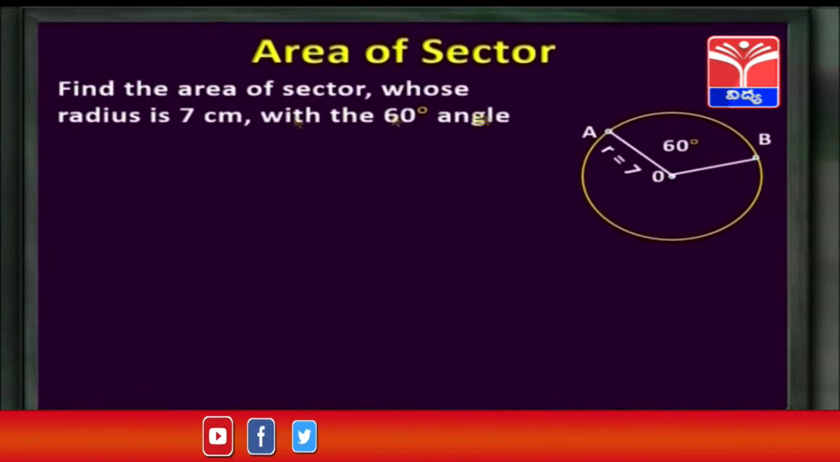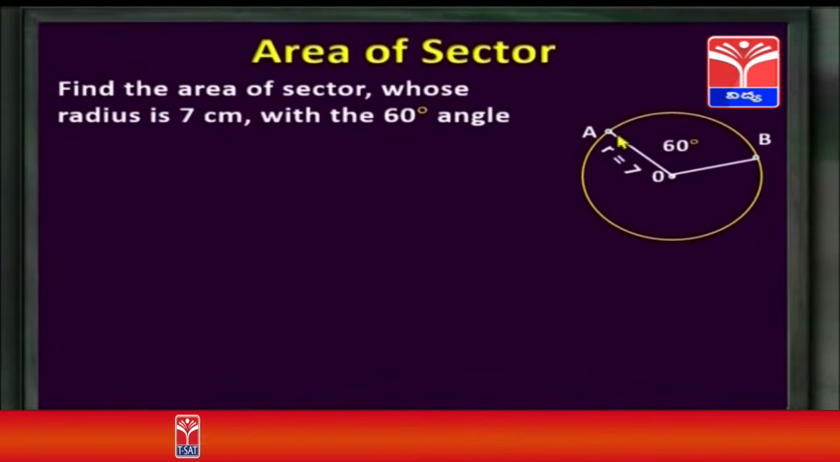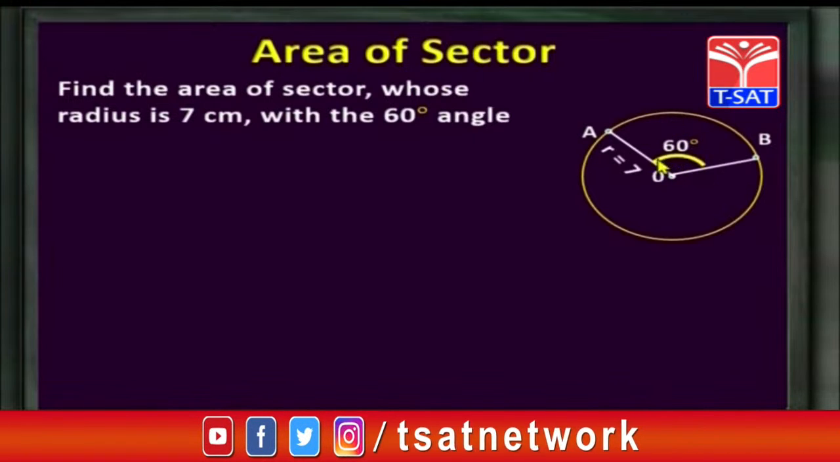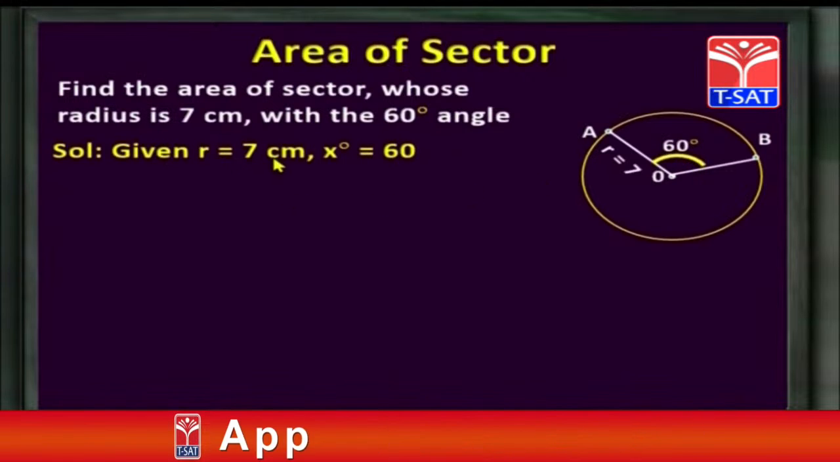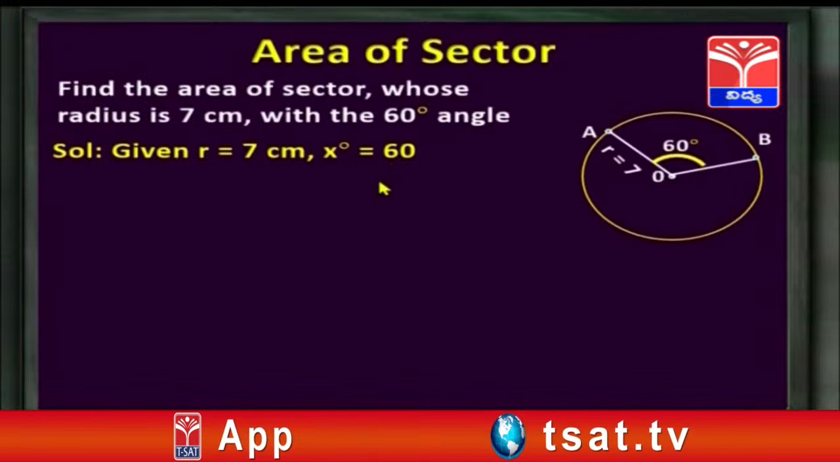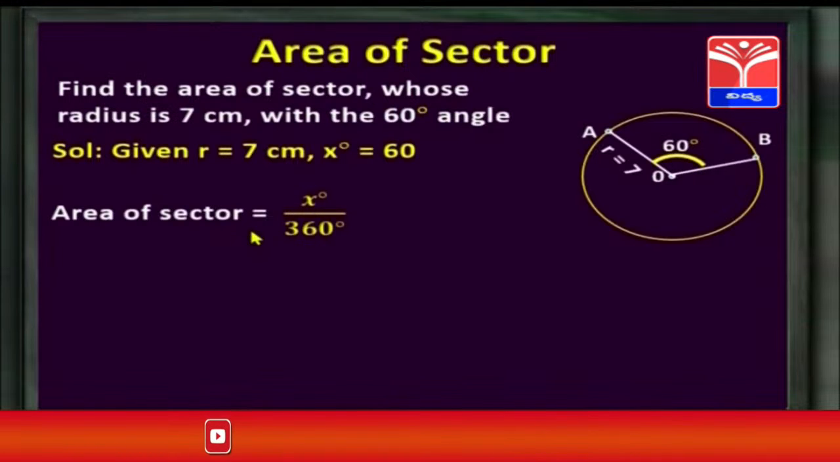Find the area of a sector whose radius is 7 with a 60-degree angle. So this is the circle, OA, OB are radii and OAB is a minor sector. Now how to find the area of this sector? Given angle is 60 degrees, given r is equal to 7 and x degrees is equal to 60. Now we know the formula for area of sector, which is x by 360 into pi r square.